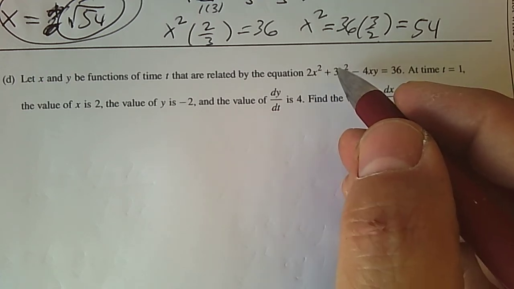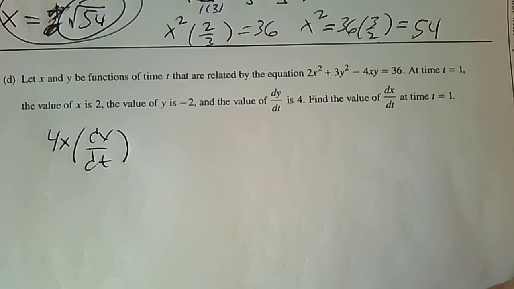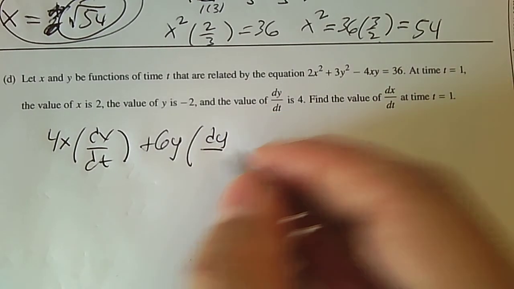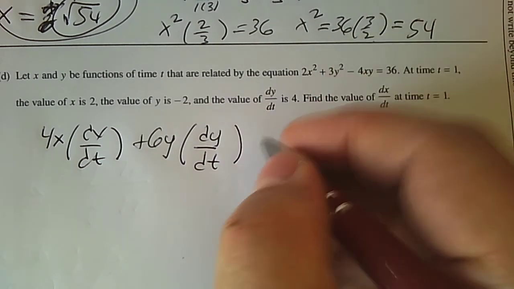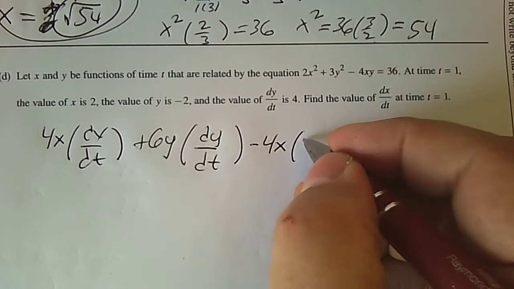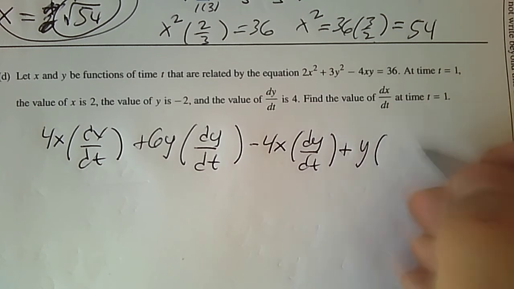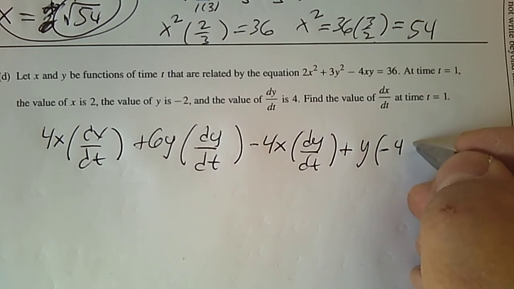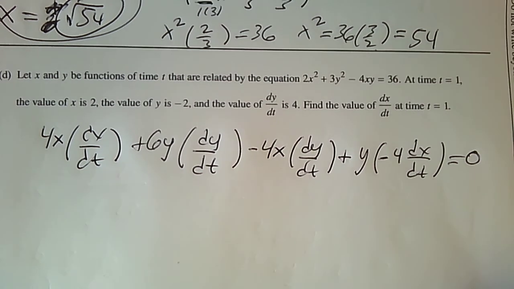So what's 2x squared? That again is 4x, but it needs a dx by dt, because it's with respect to t. y squared is going to be 2y, but again it needs a dy by dt. This needs again to be the product rule. So that's the first times the derivative of the second. Now the derivative of y is just 1, but it needs a dy by dt, plus the second, which is y, times the derivative there, which is negative 4, but needs a dx by dt, and then the derivative of 36 is 0. Now I need to start substituting in what they've given us.